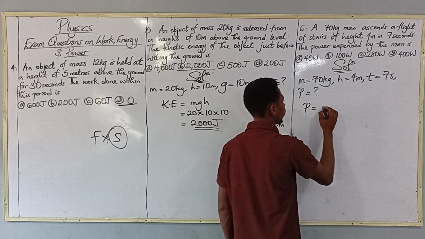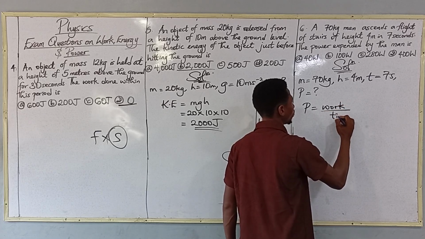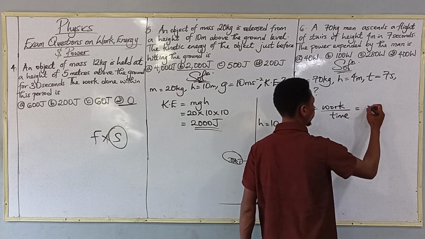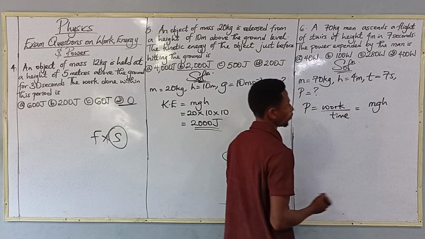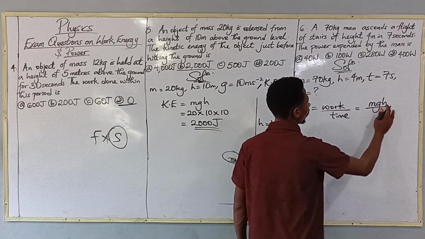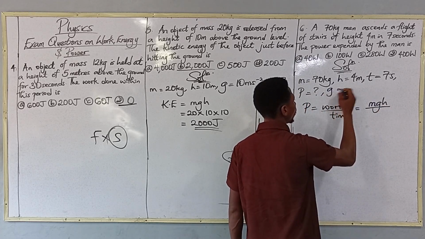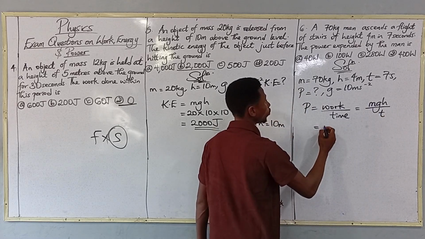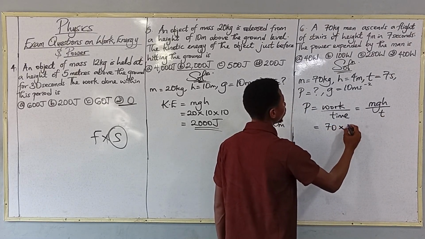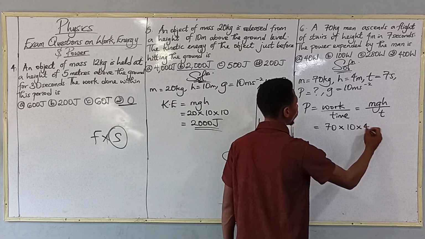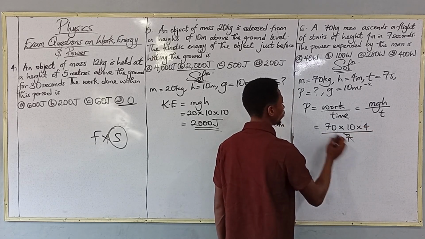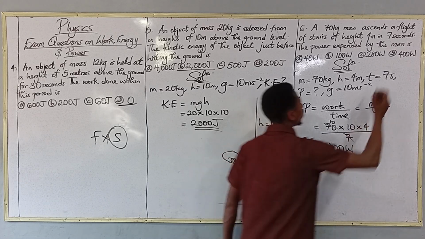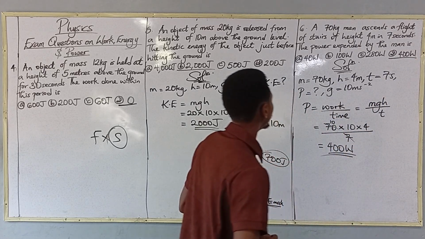Remember that power is work over time. In this case, it's going up a flight of stairs. So the work here will be mgh, where g is not given in the question, but you're expected to know that g is 10 meters per second squared. So divided by time. So the mass 70 times g, 10 times the height 4, all over the time 7. 7 will cancel, and 10 times 10 times 4 should give us 400 watts. That is the answer to the question.